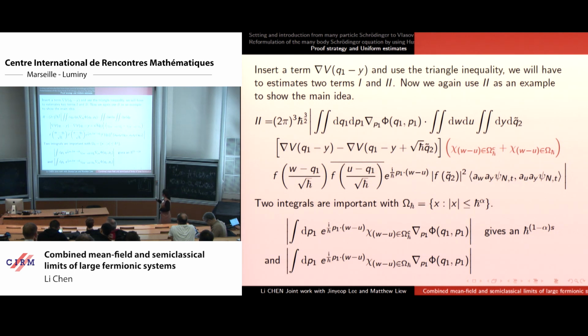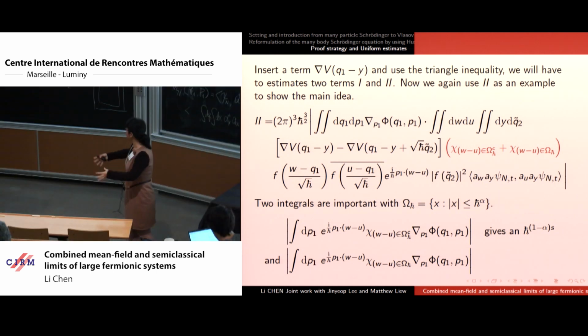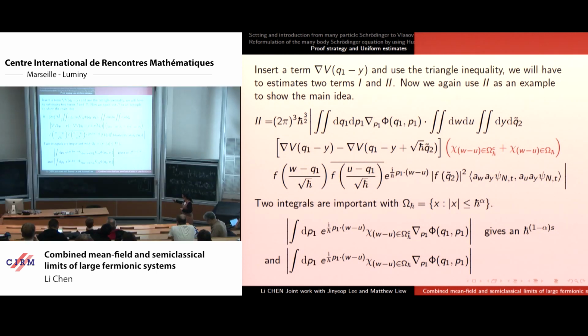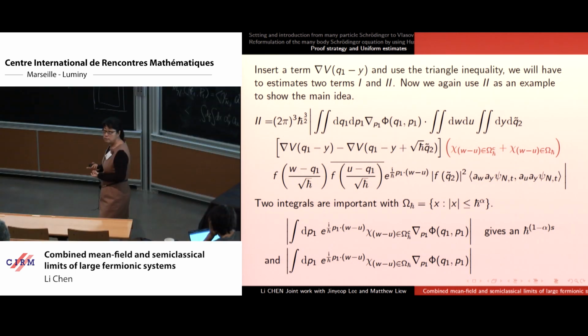So we use W minus U, somehow the distance between these two. Either they are inside of the box or outside of the box. Once they are inside of the box with this length, h with a power alpha, then we don't use the phase factor. Once it's outside, then we use the phase factor to produce more power for the h.